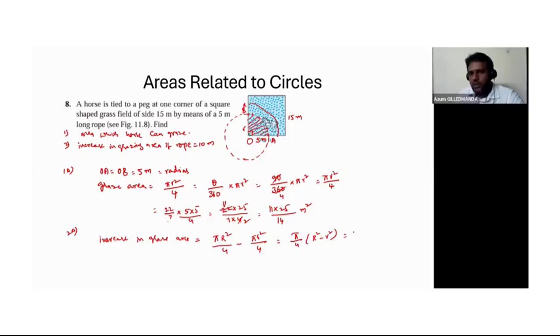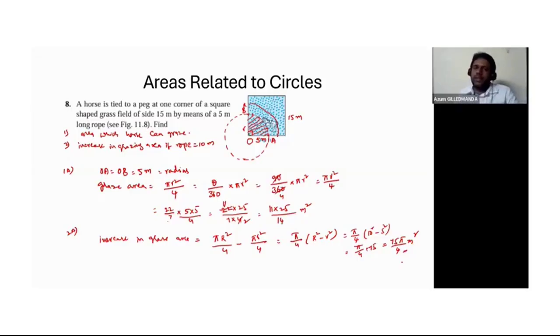So let's substitute the values, or let's keep pi as it is. Pi by 4 into capital R, 10, square, minus small r, 5, square. So pi by 4 into 10 square is 100, 5 square is 25. So 100 minus 25 is 75, or I can write it as 75 pi by 4. In place of pi, you can substitute either 22 by 7 or 3.14. If you simplify, you will get the answer, and that answer should be in meter square.